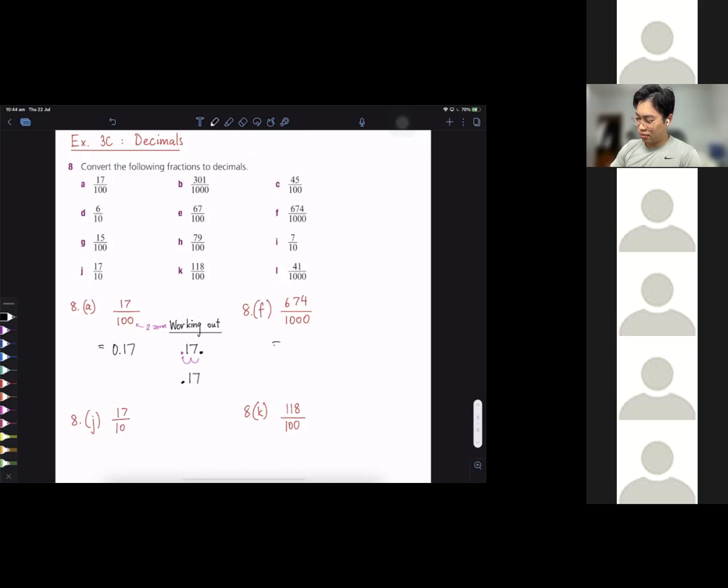Once you get really confident with this, you can just look at the number at the top and go, okay, I just need to move the decimal point 3 to the left. So I've got 674, 1, 2, 3. There's the decimal point. Get rid of that line there. And then at the front, if there's nothing, you just fill it in with a 0.